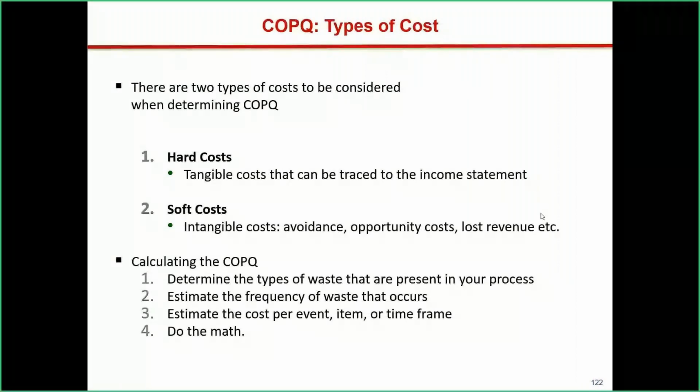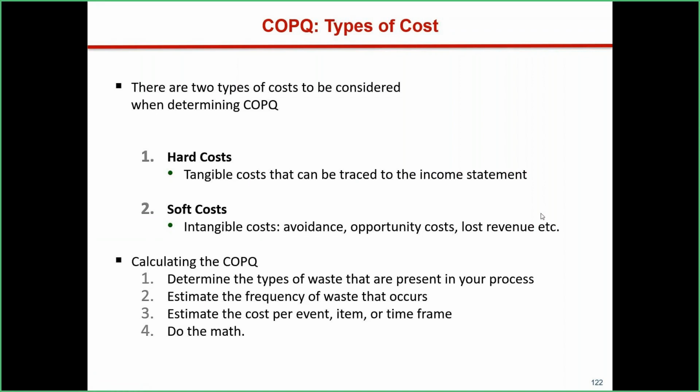So there are two types of cost considered when determining COPQ. It is hard cost or soft cost. So hard cost is something that is tangible that can be traced in the income statement. Soft costs are intangible costs. So it can be avoidance, opportunity cost, lost revenue that cannot be captured as income in an income statement.